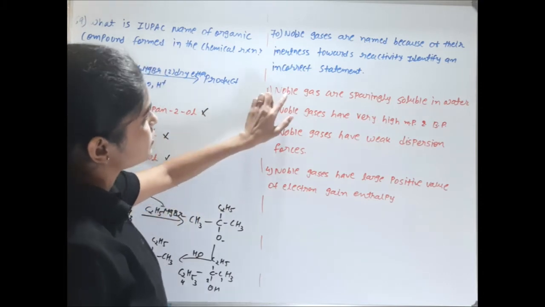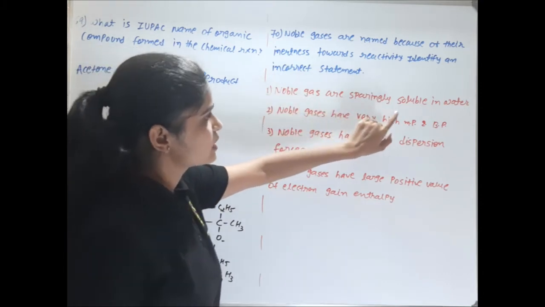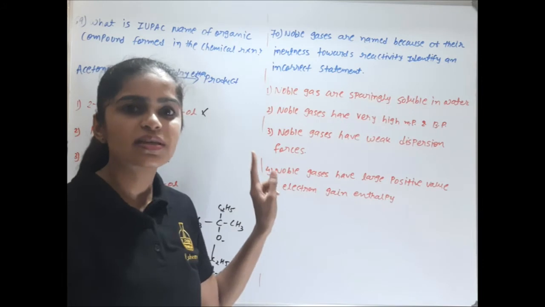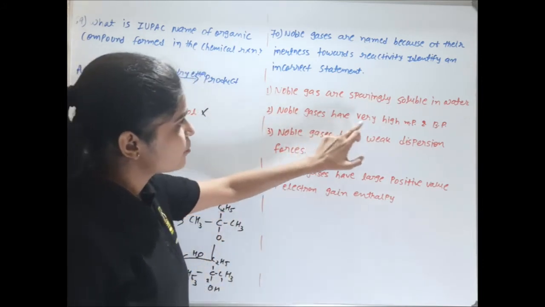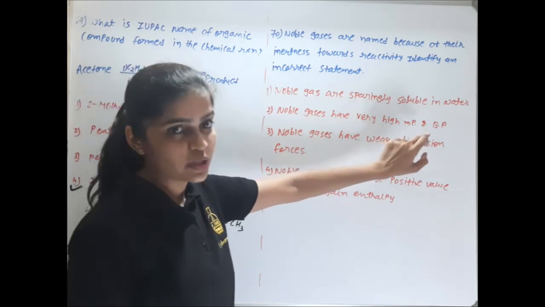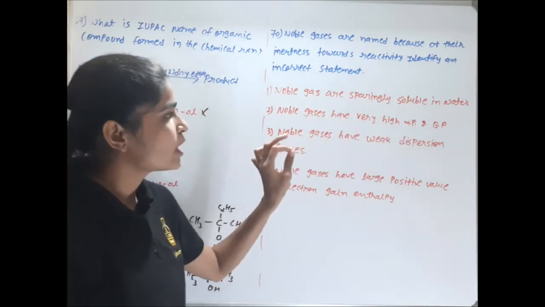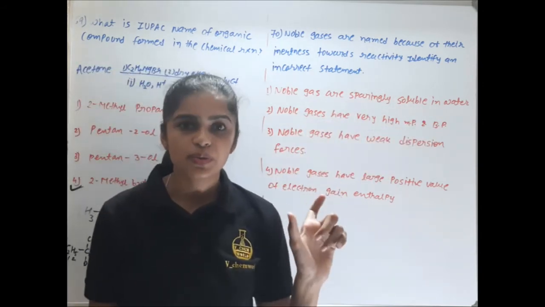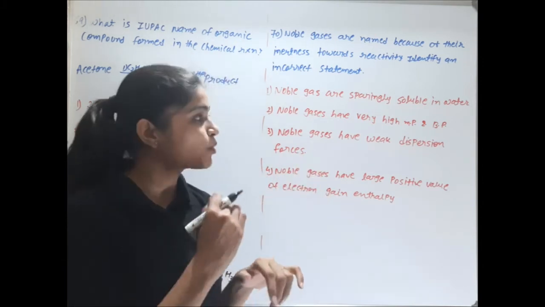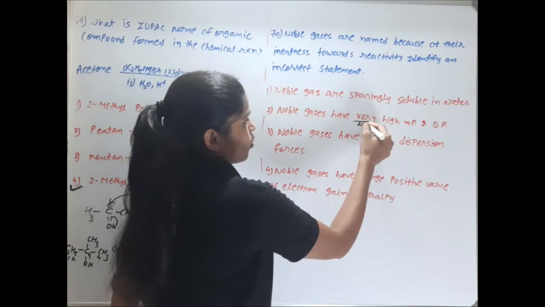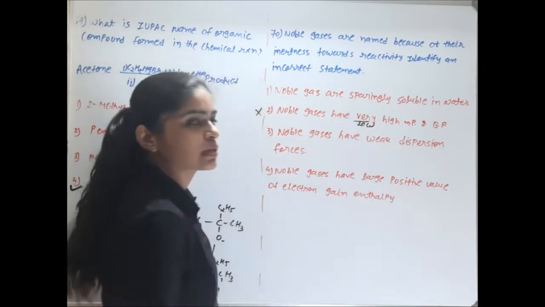So first, noble gases are sparingly soluble in water. Yes, this is right. Then, noble gases have very high melting point and boiling point. Melting point and boiling point depend on the strength of the bond. In this case, the strength of the bond is weak, so its melting point and boiling point are low. So this is the incorrect statement.